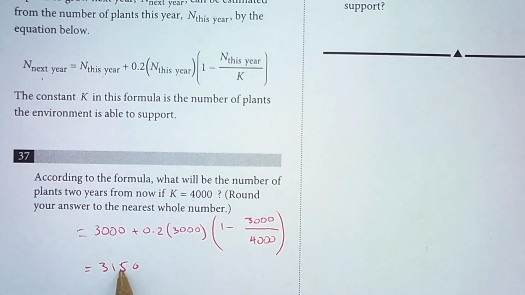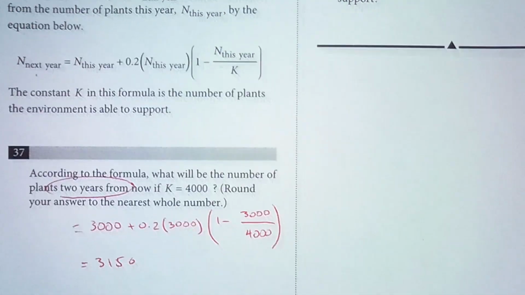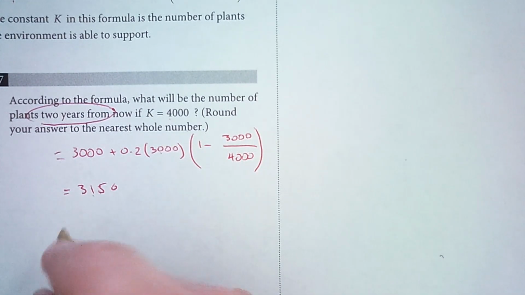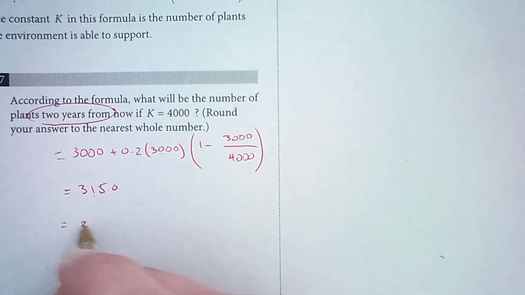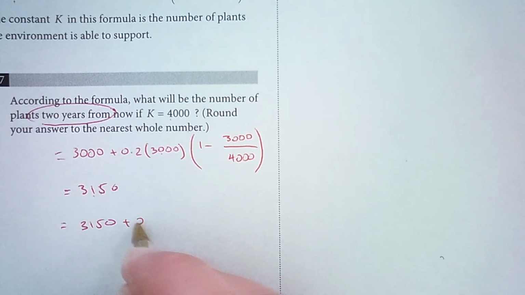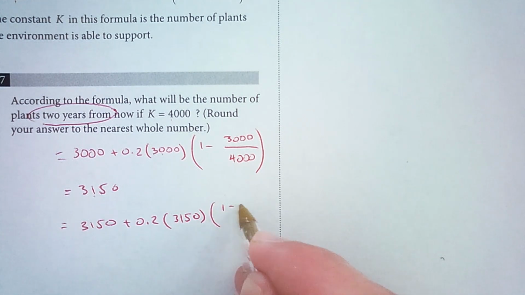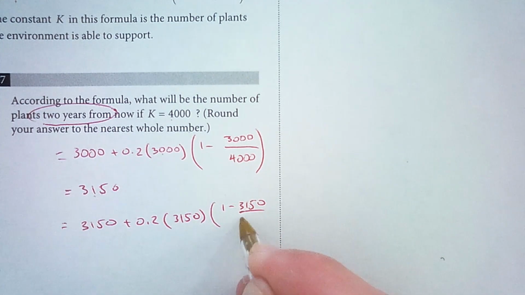Next year, we'll have 3,150 plants, but it says 2 years from now, which means we need to do this 2 times. So we started with 3,000, the following year, there's 3,150. That becomes the new this year. So after 1 year, we get 3,150. So after another year, now we're starting with 3,150 plus 0.2 times 3,150 times 1 minus 3,150 over 4,000.